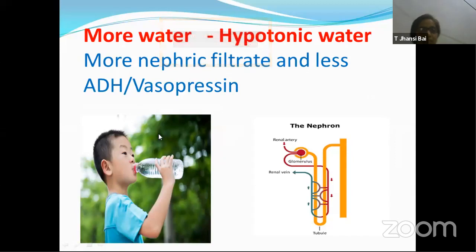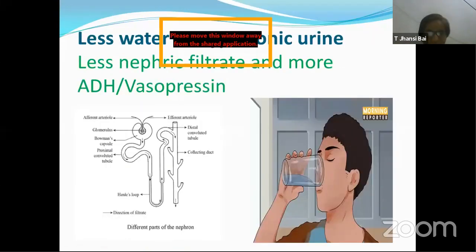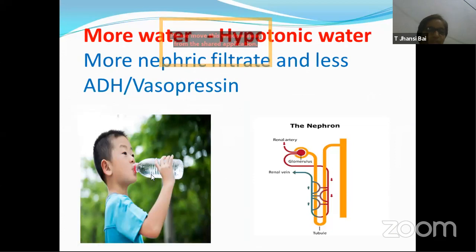Now let's see what is happening over here. When you take more water, it is hypotonic urine that is excreted. What is hypotonic urine? Its concentration is very, very less when compared to the blood or plasma concentration. In the previous picture, the water consumed by that boy was very less. But this boy is taking a lot of water. So when a lot of water is taken inside, the opposite of what I explained previously takes place.